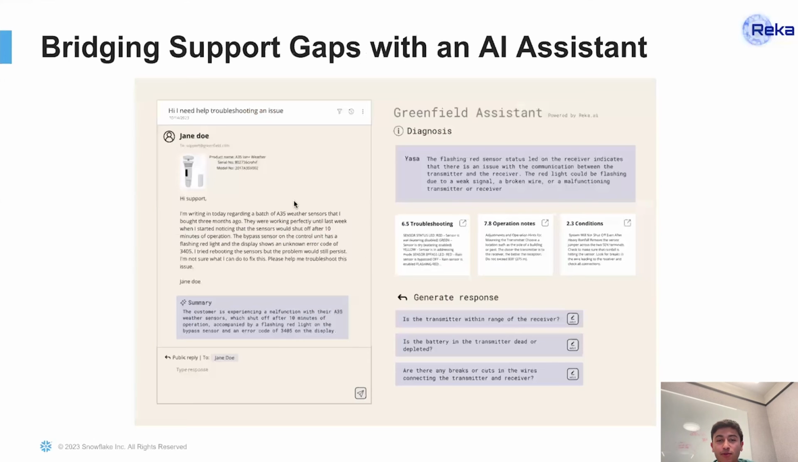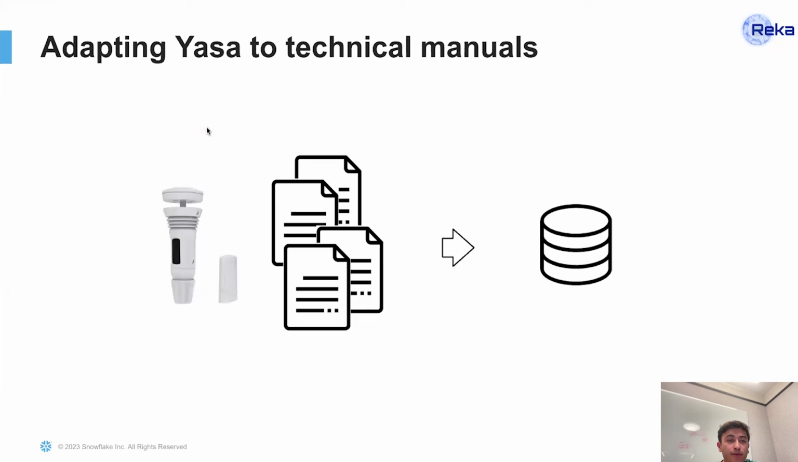If we go back to our product overview, this satisfies all of the requirements. We have a model which can take in a customer query about a specific product, find its manual in our knowledge database, and provide a summary of the customer's problem, a potential diagnosis, as well as some responses, either in the form of a list or just a draft email. And this is how you adapt Yasa to up-to-date product information.